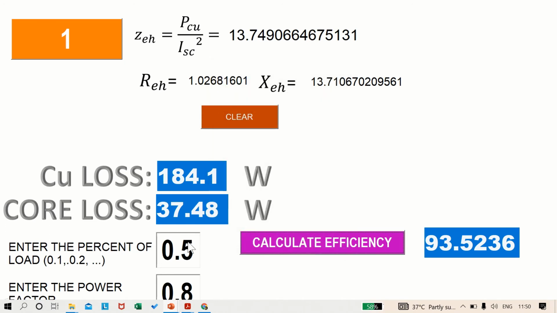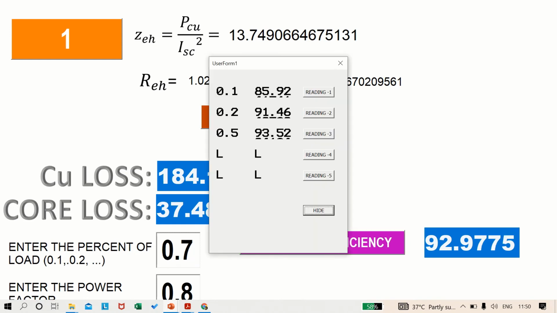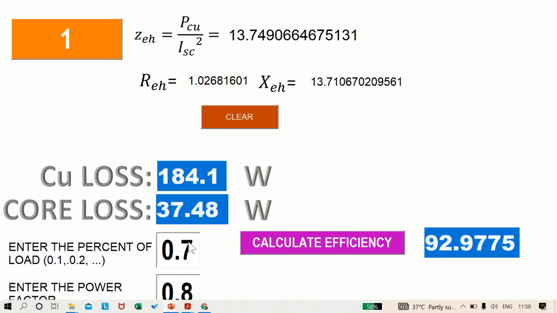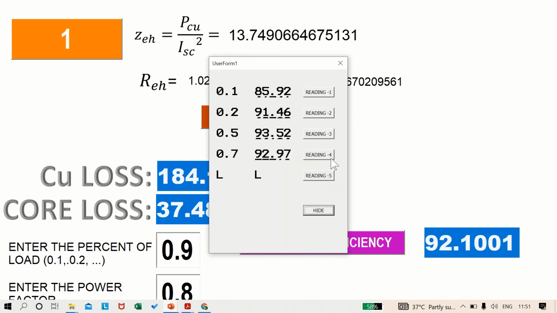Now I will further increase the capacity to 0.7. That means 0.7 times the rated capacity, that is 3 kVA. So this is 92.9. Now take reading. So this is our reading number 4. Now again hide it and increase this to 0.9, suppose. So calculate efficiency, it is 92.1.